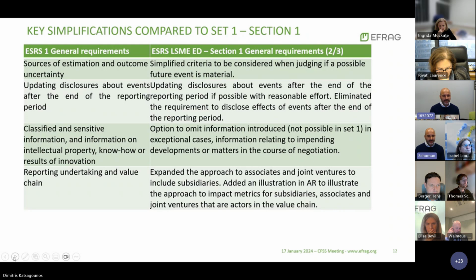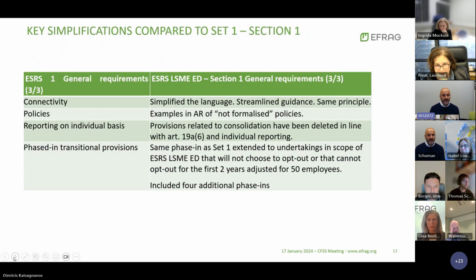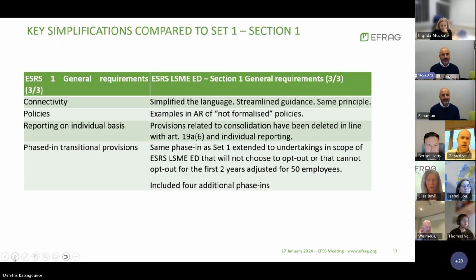In relation to reporting undertaking and value chain, we expanded the approach for associates and joint ventures also to include subsidiaries, and we added an illustration in the application requirement to explain the approach to impact metrics for subsidiaries, associates, and joint ventures. For the principle of connectivity, we simplified the language and streamlined the guidance. For the policies, we introduce an example in the application requirement, which is the meaning of not formalized policies.